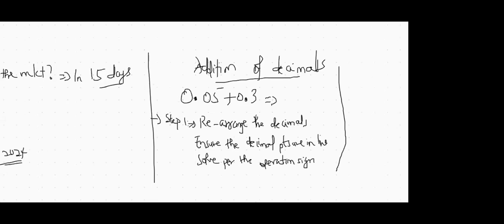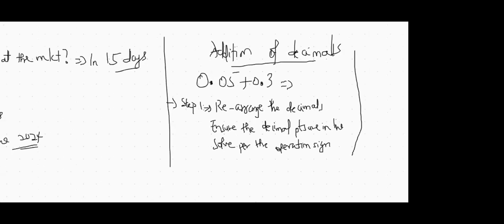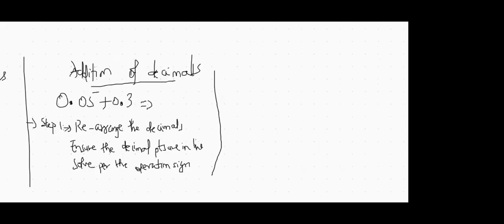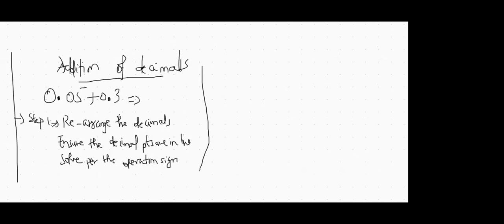Okay, so have you all seen the steps I've written down here? Step 1 is what? Rearrange the decimals, right? Step 2 is ensure the decimal points are in line. And the third thing is solve per the operation sign. So step 1, rearrange the decimal. So it's going to be 0.05 plus.